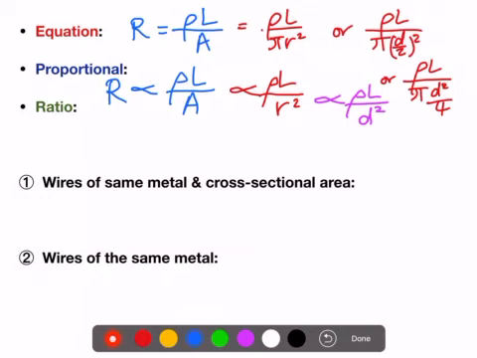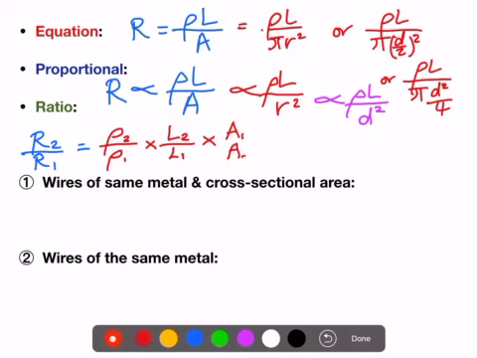Now the ratio. If we compare the resistance of two wires, let's say the second wire resistance R2 over the first wire resistance R1, this will be equal to the ratio of the resistivity of wire 2 over resistivity of wire 1 times L2 over L1, and inversely proportional to the area, so we have to write A1 over A2.